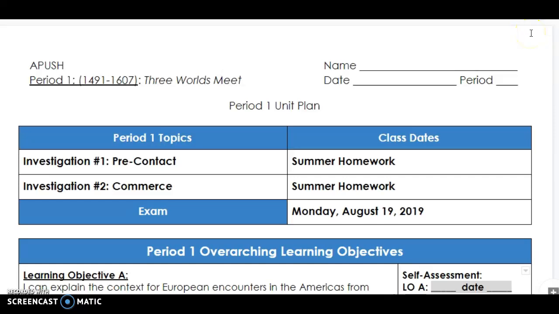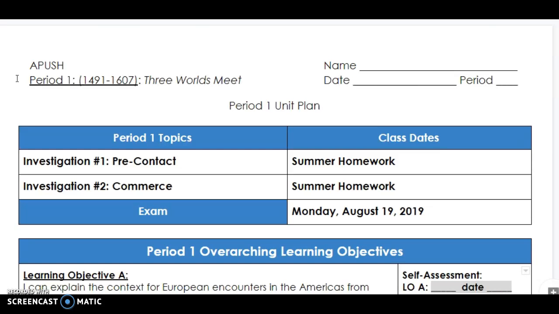Hi guys, I wanted to make a tutorial for you about how the unit plans will work for this class. First off, let's just start with some basics on my formatting and organization. At the top, you will notice a period for every unit that we do. In APUSH, we don't call them units, we call them periods, and we have 9 of them.